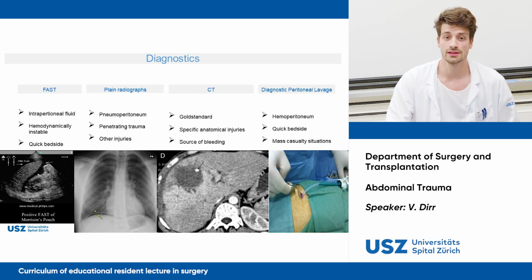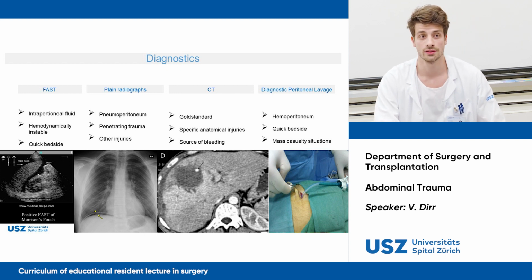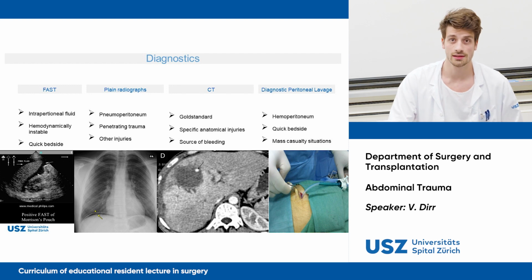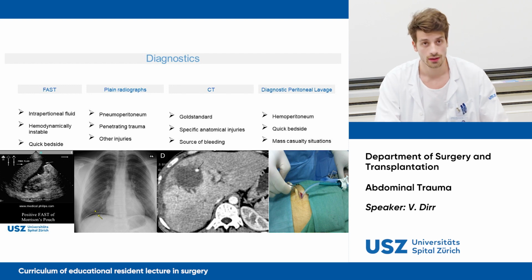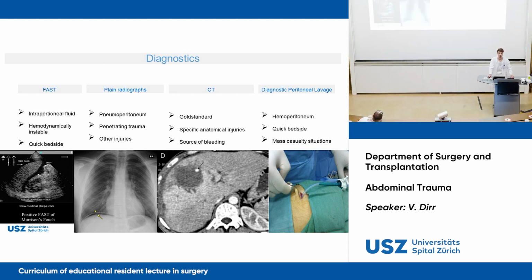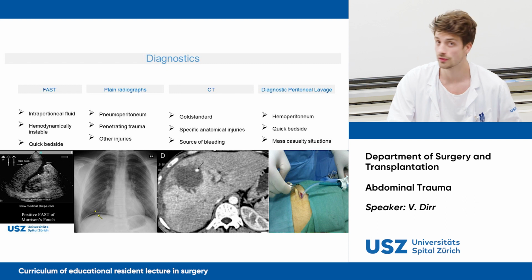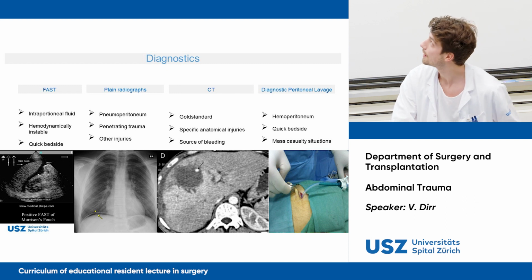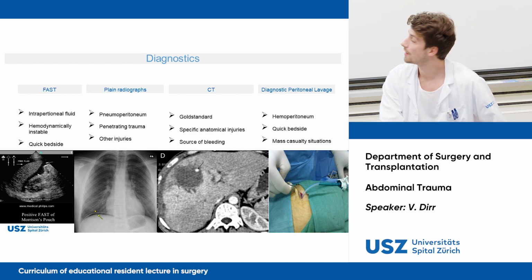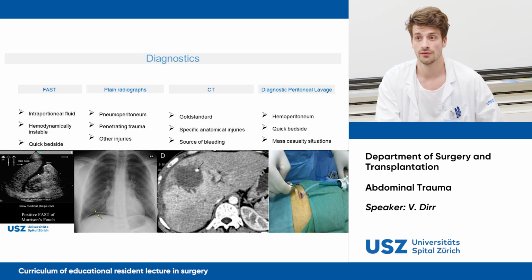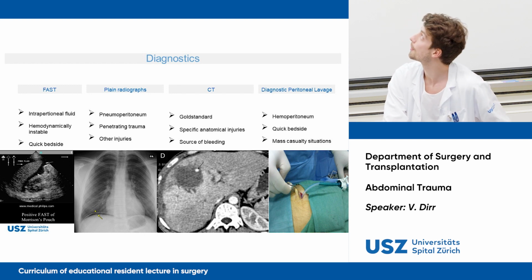So CT is considered the gold standard today in diagnostics of abdominal trauma. It has a high sensitivity and a high specificity and can help us to identify anatomical injuries, among other things like the source of bleeding. And most of the grading systems are today based on these CT scans, so it can also help us in the management process. Here you can see an active extravasation of contrast into the liver, which indicates an active bleeding.